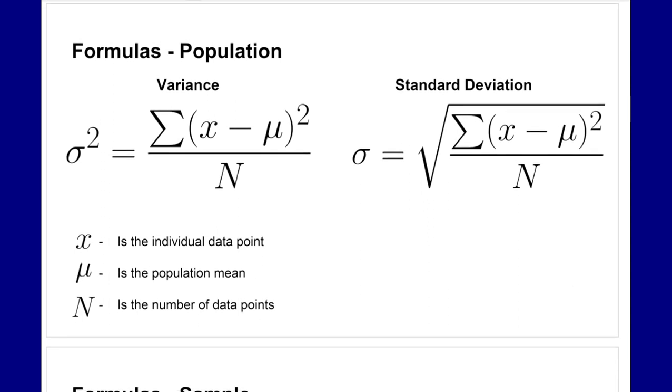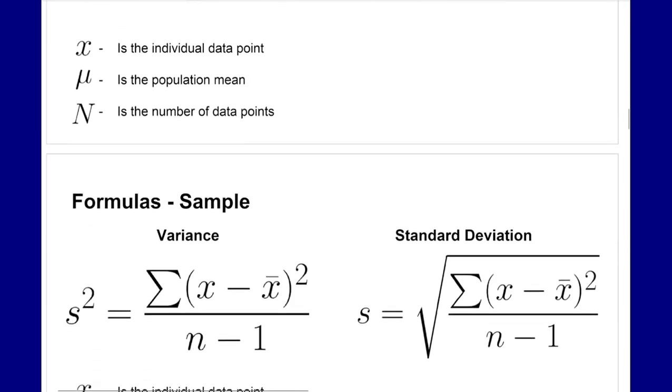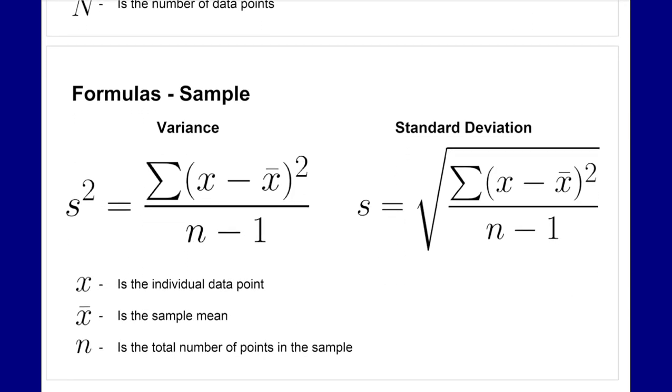Right, X represents each data point, mu is the population mean, and capital N is the number of data points. The sample standard deviation is very similar. It is almost the exact same formula, except instead of mu, we have X bar, representing the sample mean, not the population mean. And instead of N on the bottom, we have N minus 1. We'll talk about that later when we look at an example of sample standard deviation.